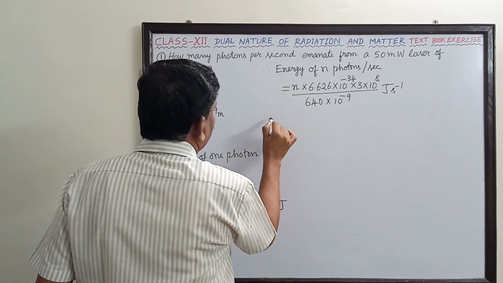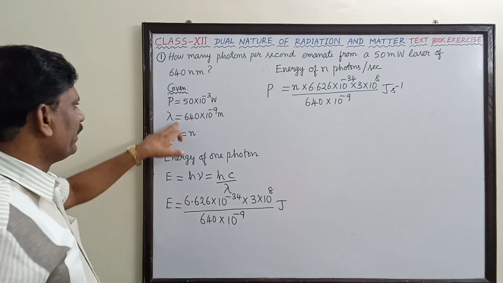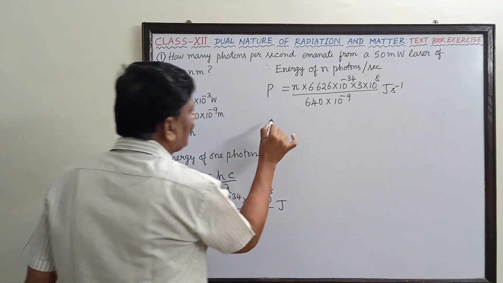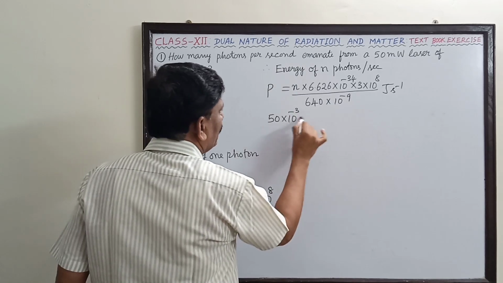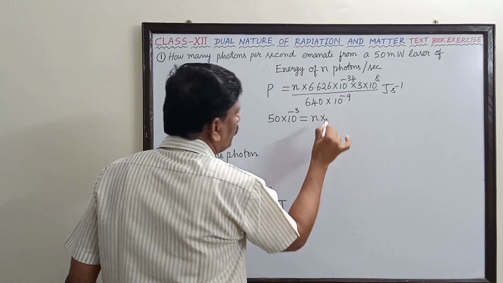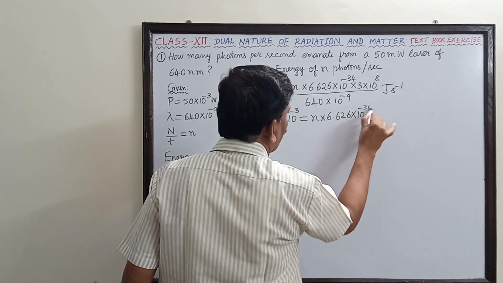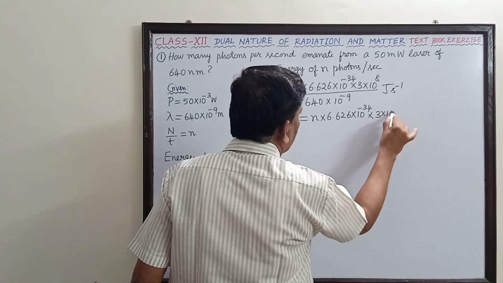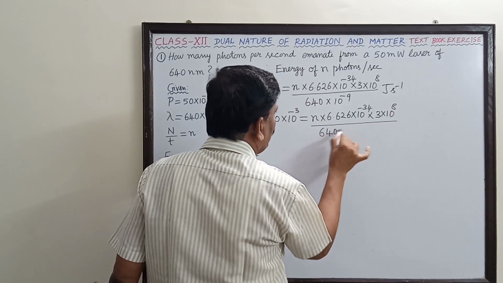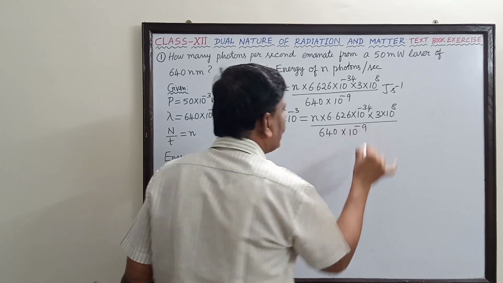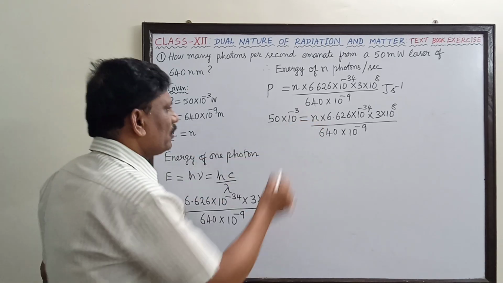Now power I can substitute. So in place of power, 50 into 10 power minus 3 I will write, on the left side. So this is equal to n into the same numbers, 6.626 into 10 power minus 34 into 3 into 10 power 8 divided by 640 into 10 power minus 9. So the only unknown quantity is the n. So I will take n.